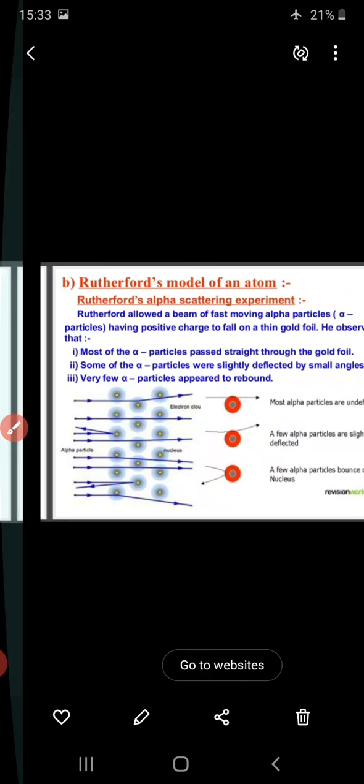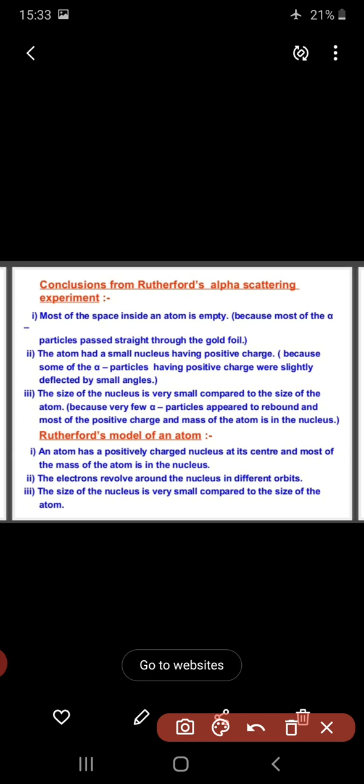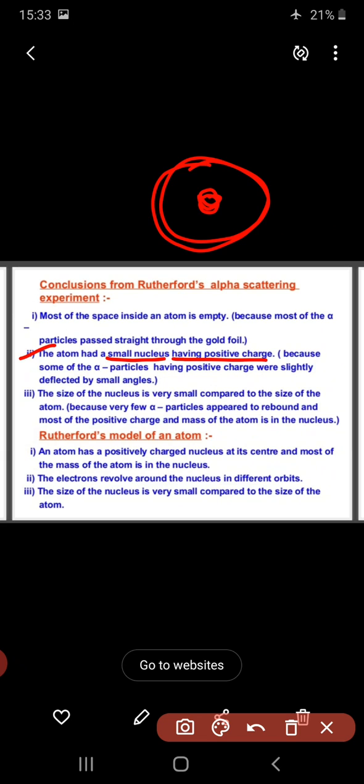See, these particles are passed straight through the gold foil. That's why most of the space in the atom is empty. Okay, now next point. The atom has a small nucleus having positive charge. If we consider an atom here, it is a small nucleus having positive charge. Why is it happening?